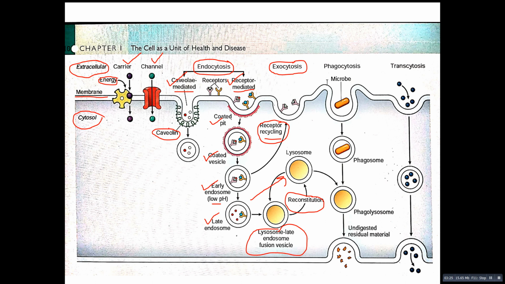Another form of transport is phagocytosis. Actually, it is more of a form of endocytosis, wherein here we have a microbe. A microbe is taken inside the cell and there is formation of what is known as a phagosome. The phagosome combines with a lysosome to form a phagolysosome, and the undigested residual material is again put out of the cell. Again, this process is exocytosis.